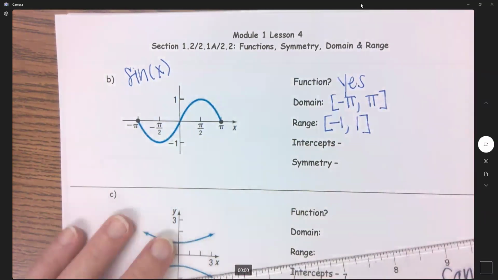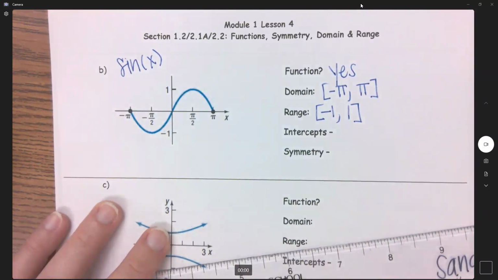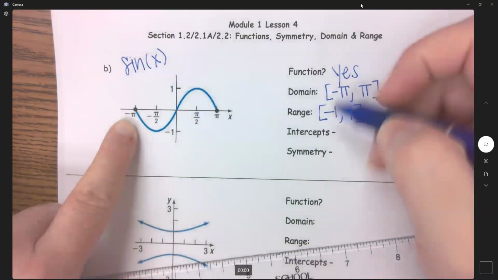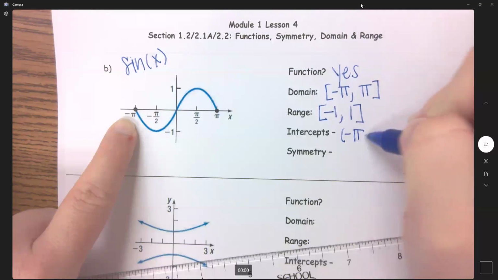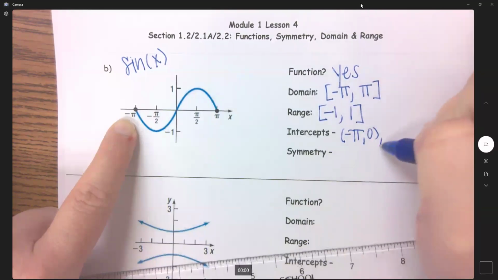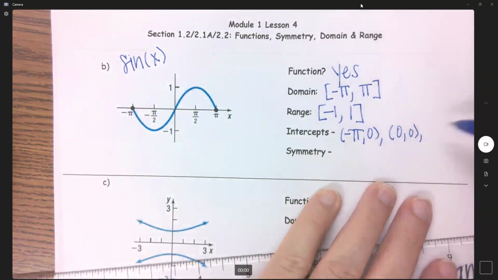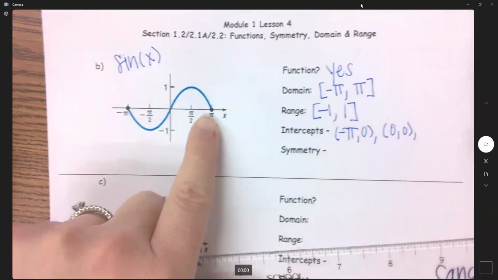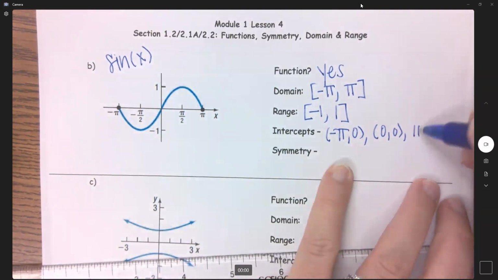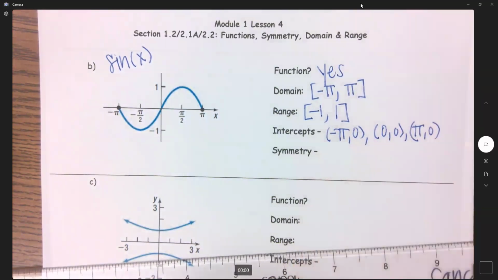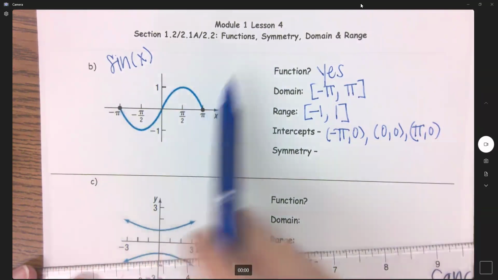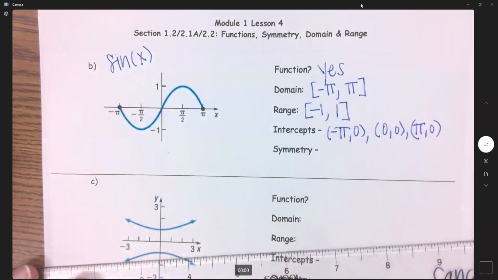Okay, how many intercepts do I have? I have an intercept here at -pi, 0, at the origin. So that would be considered an x and y intercept. And at pi, 0. Okay, that is where it's crossing that x-axis and that y-axis.